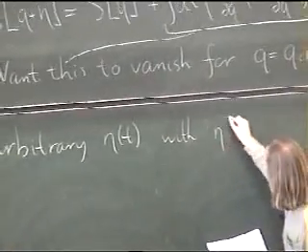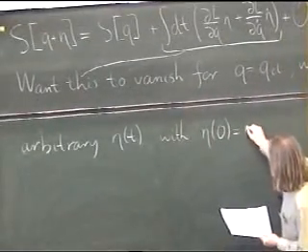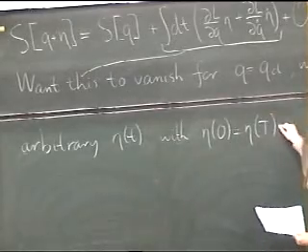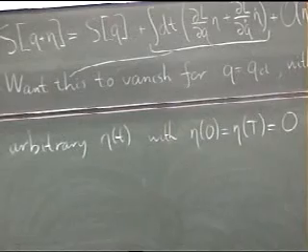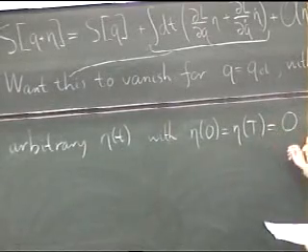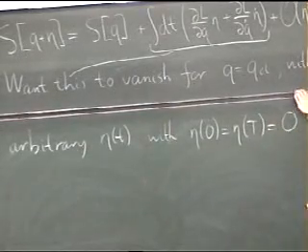So other than that condition, it's just something arbitrary. But that keeps our endpoints the same. Okay, so how do we do that?